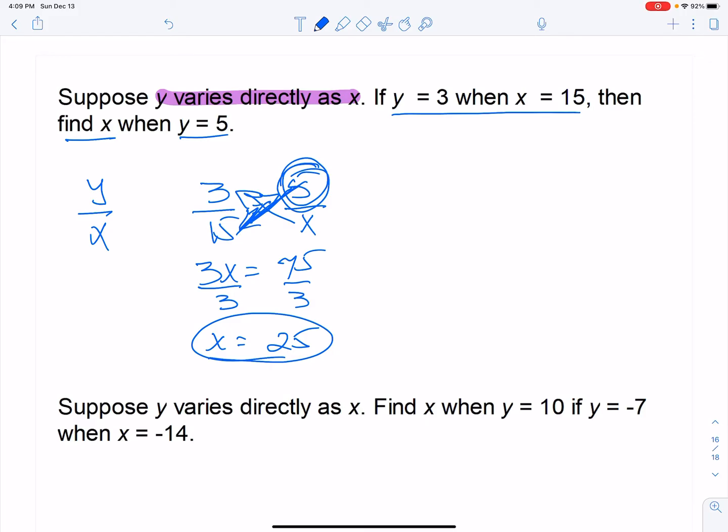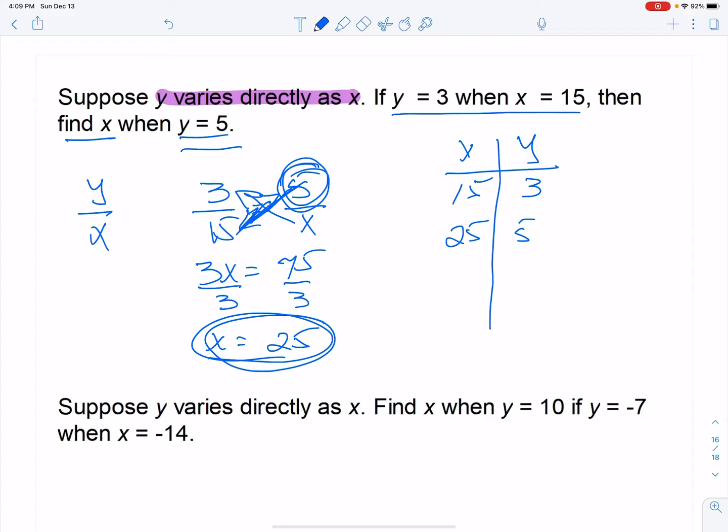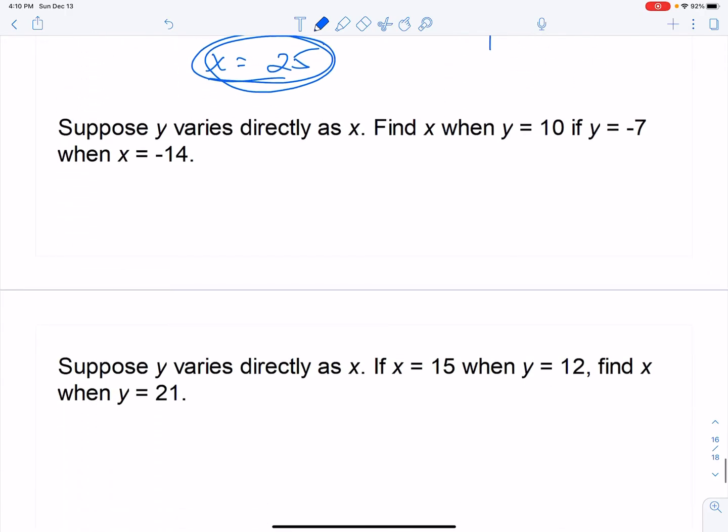So what that really means is if I've got a t-chart here, and I have this side representing x and this side representing y, if I have an x value of 15 and a y value of 3, then another point that would be on that line would be 25 and 5, because that's my x value and my y value. So both of these points right here would lie on the same line. And that's what we're looking for. That's what the direct variation means. As one changes, the other one changes. Okay, so let's look at another question. Let's look at the second one.